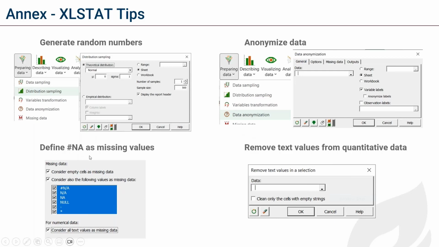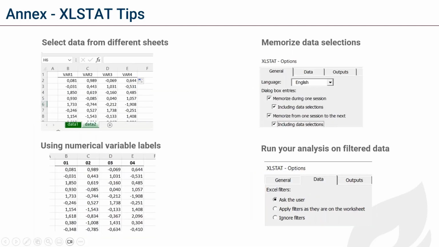You can also define missing values as you want. I mean, you can customize the way you consider missing values, and you can also remove text values from quantitative data, select data from different sheets, memorize data selections. I didn't have this checked, but I could have, so that each time I would relaunch an analysis, even without using the relaunch button, the dialog box would have memorized everything, all the configuration.